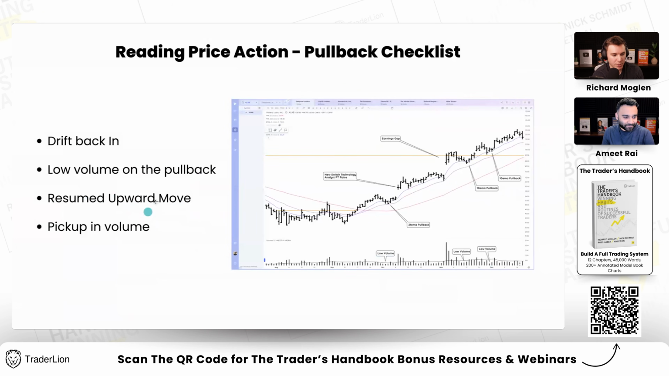And on the resumed upward move, we're looking for a pickup in volume. It doesn't have to be huge. It doesn't have to be like breakout volume, but just a little increase in volume compared to the pullback. Rye, actually, anything to add on both pullbacks or breakouts? Something you like to look for during either of the setups?